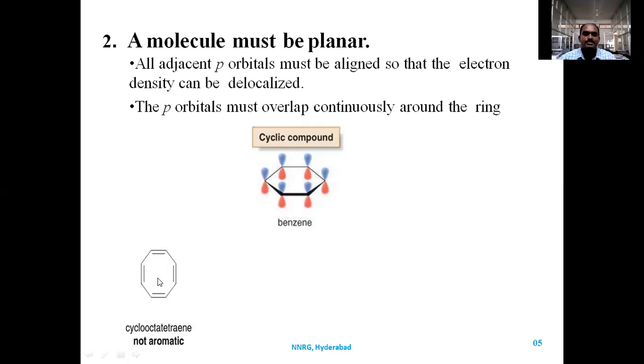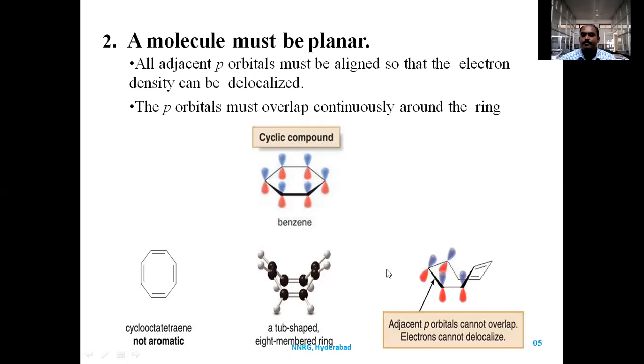When the molecule is strained, it has a tendency to come out of the plane, so it forms a tub-like structure. When it forms a tub-like structure, the p orbitals are not aligned. When they are not aligned, the p orbitals will be in a disorganized manner, not straight, so they cannot overlap each other to form delocalization. The adjacent p orbitals cannot overlap because they are not aligned. That is the reason they cannot delocalize the lone pair of electrons from one p orbital to another p orbital.